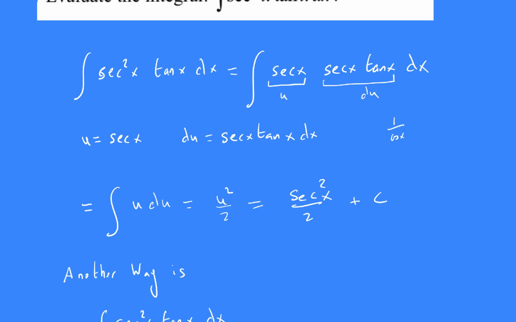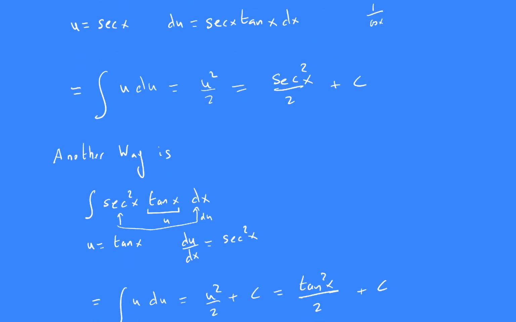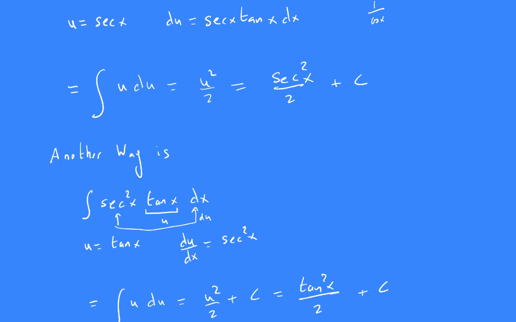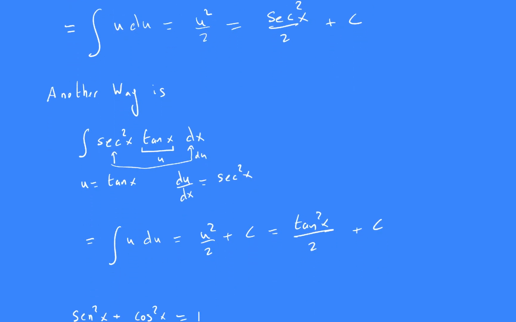There is another way to do it, and you may be surprised to obtain what will be a different solution. The way to solve it is like this. I can choose u to be tangent of x. What is the derivative of tangent of x? It is secant square of x. So du will be secant square of x dx.